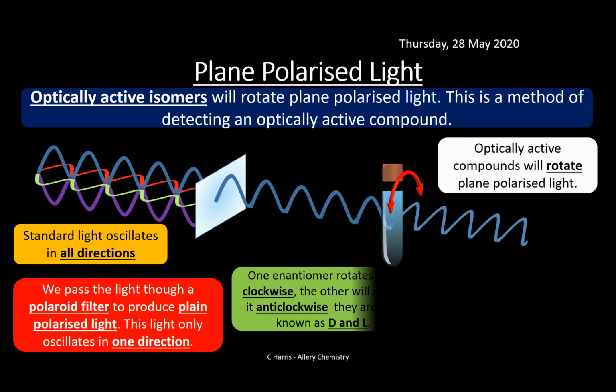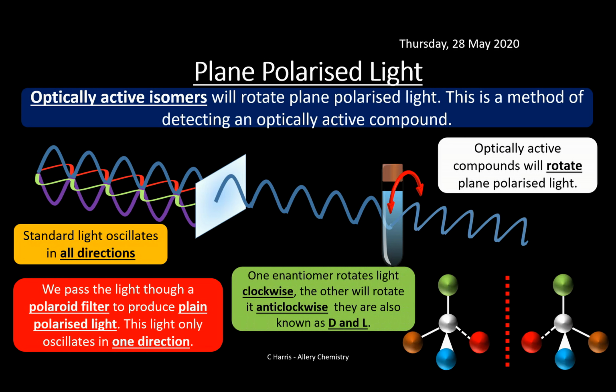Okay, so there we are. One enantiomer rotates it clockwise, the other one will rotate it anti-clockwise, and they're also known as D and L. Don't worry about which one's which. You just need to know that one enantiomer will be called D and one enantiomer will be called L.